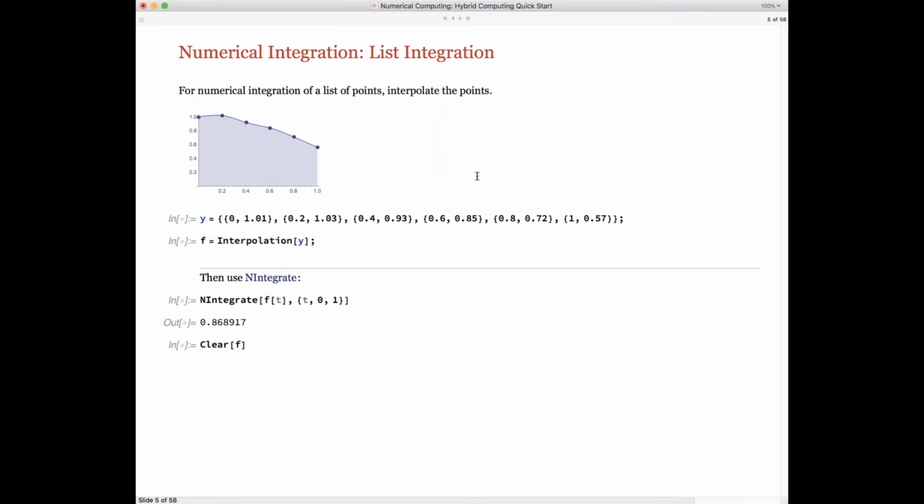If you want to integrate a list of points rather than a function, then first you need to interpolate your points, and then you can use NIntegrate as usual.